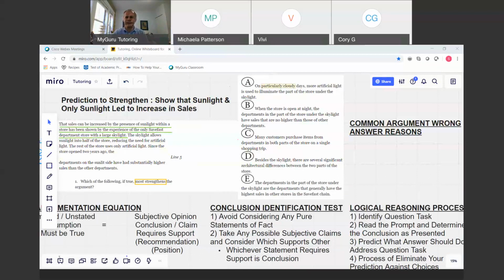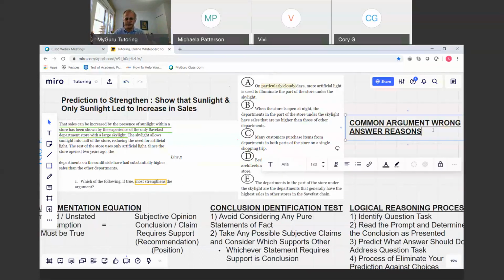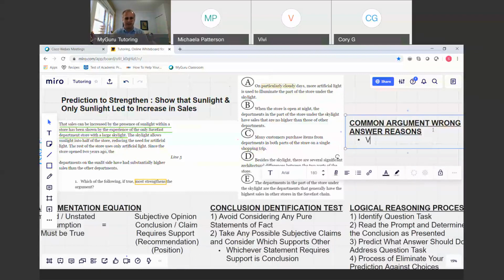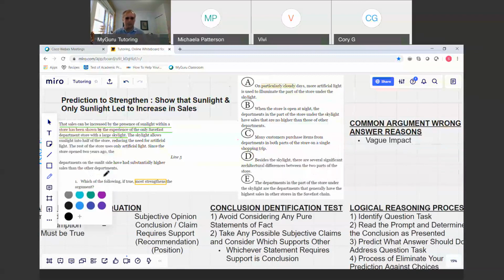So this is one of our common wrong answer reasons when we look at choice A, which is that it has a vague impact. Because you basically have a situation where you don't know whether this has an impact at all, because we can't tell how many cloudy days there are. So any questions about why we can eliminate choice A as being vague?